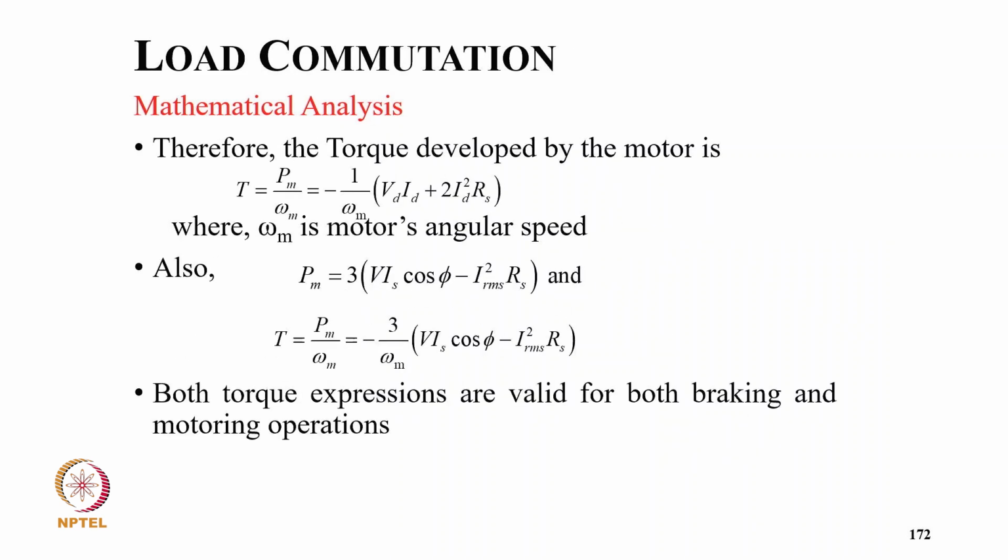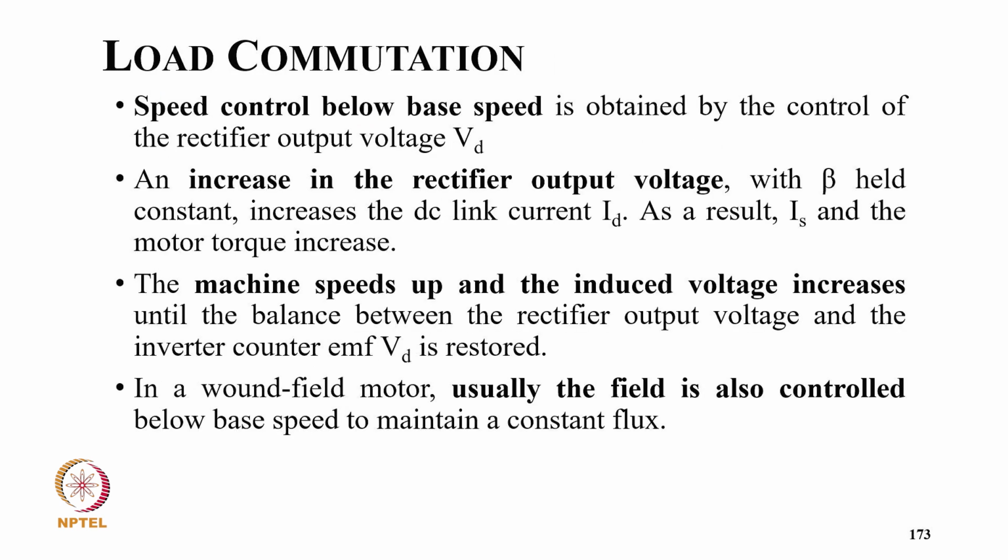So therefore the torque developed by the motor is T equal to PM upon omega m, that is minus 1 upon omega m in bracket VD ID plus 2 ID square RS, where omega m is the motor angular speed. Also PM equal to 3 in bracket V IS cos phi minus IRMS square RS, and T equal to PM upon omega, that is minus 3 upon omega in bracket V IS cos phi minus IRMS square RS. Both torque expressions are valid for motoring and braking operation.